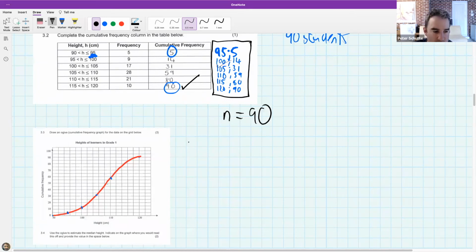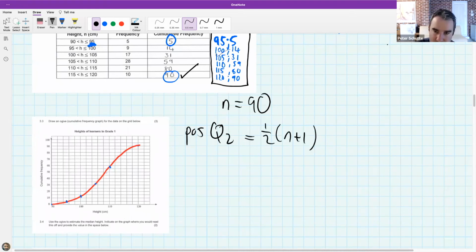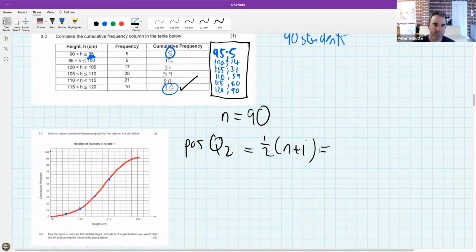Awesome. Now, when we want to calculate the median with lists of data, we always find the median by using a position calculation. And the way the position calculation goes is a half times n plus 1. Now, since we know what n is in this particular data set, what is the position of Q2 going to be? What is the position of Q2 going to be?